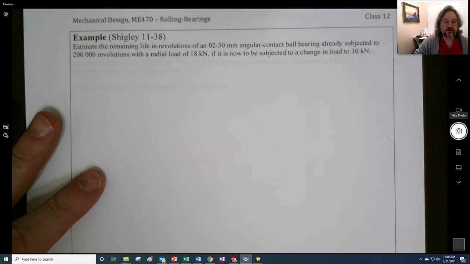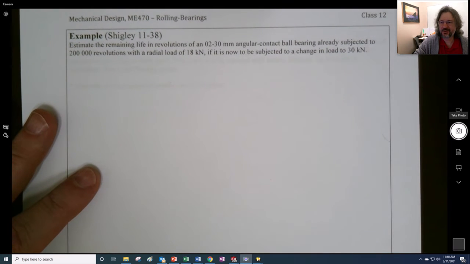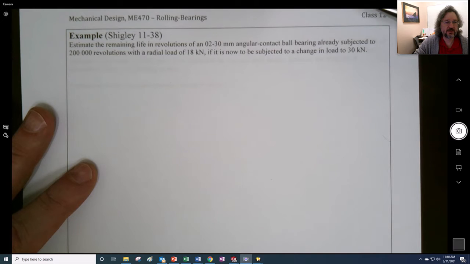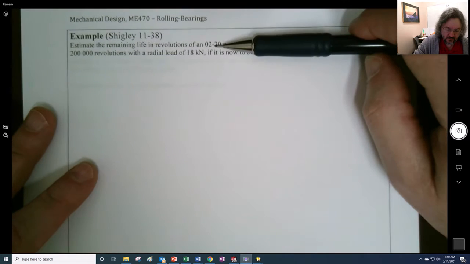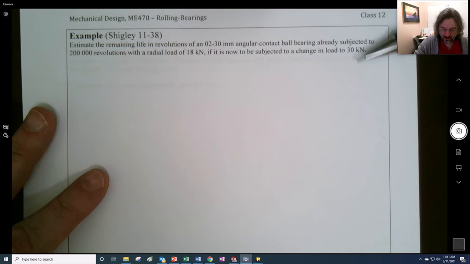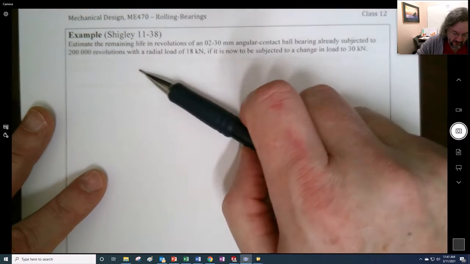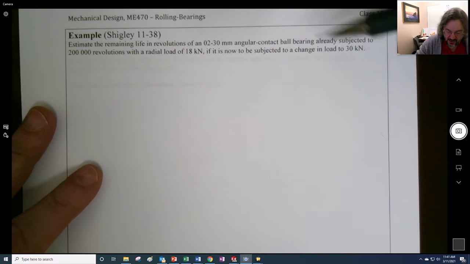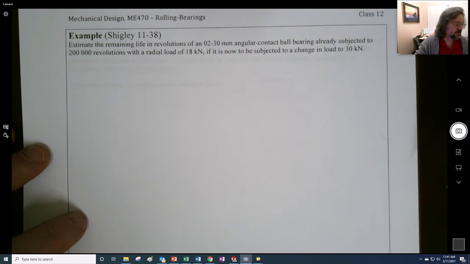Problem 11-38 out of Shigley. It might be numbered differently in the 11th edition, but I think this is 9th and 10th edition. This is what the number was. We want to estimate the remaining life in revolutions of an 02-series 30 millimeter angular contact ball bearing already subjected to 200,000 revolutions with a radial load of 18 kilonewtons, if it is now to be subjected to a load of 30 kilonewtons. So this isn't really all that much different from the other example.